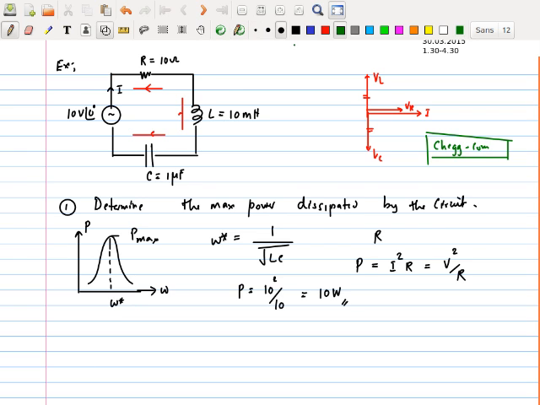Then the second question of this is, I'm asking you to find the bandwidth of the resonance circuit. How do you do that?